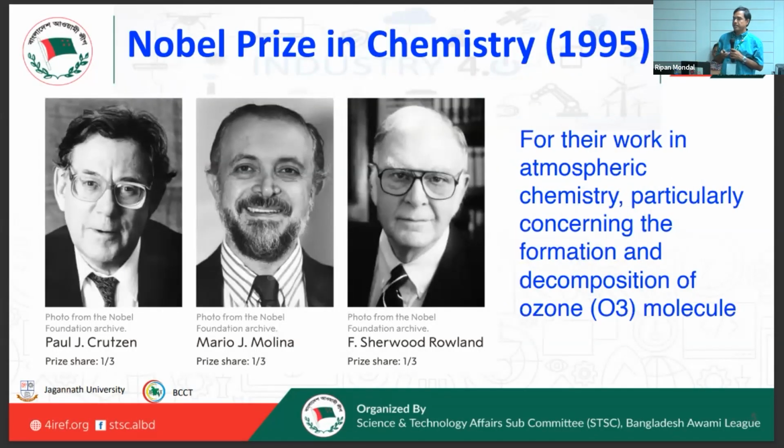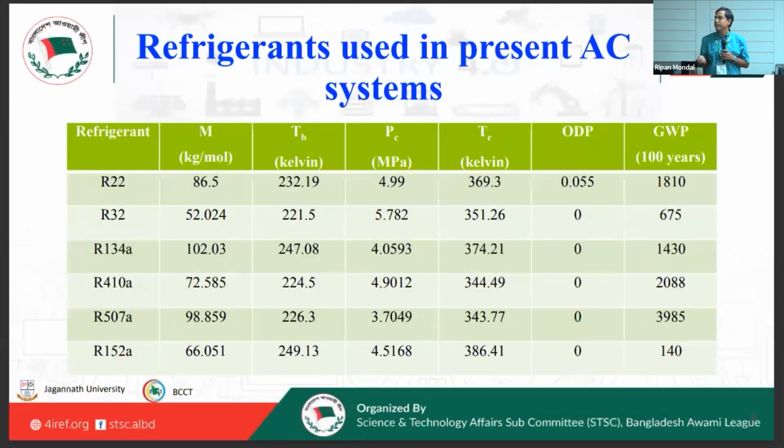And these are the three scientists who later got the Nobel Prize for their discovery and their work in atmospheric chemistry, particularly concerning the formation and decomposition of ozone molecules. So nowadays, actually, there is no production of CFC gases. Production and utilization are completely banned due to the signing of the Montreal Protocol.